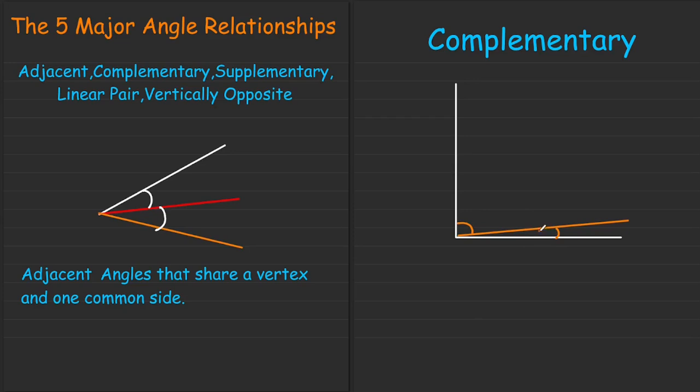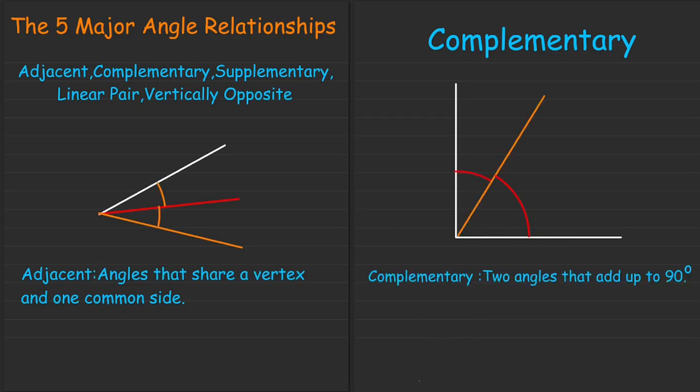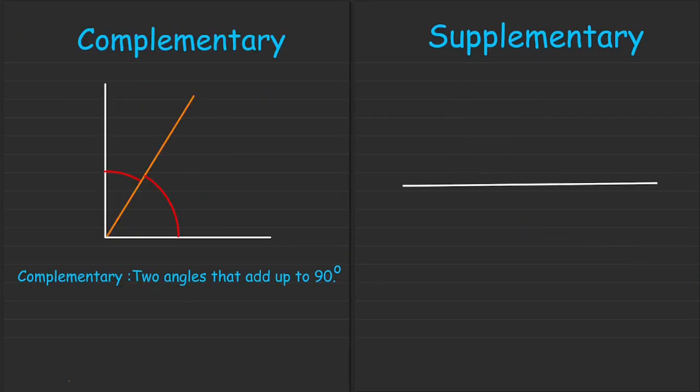Then we say the two angles are what? Complementary. So for the definition, we would say that two angles are said to be complementary if they add up to 90 degrees, or if they form a corner. We know a corner looks like a 90 degrees. So if the two angles sum up to 90 degrees, then we say they are complementary. Let's look at the next one, which is supplementary.